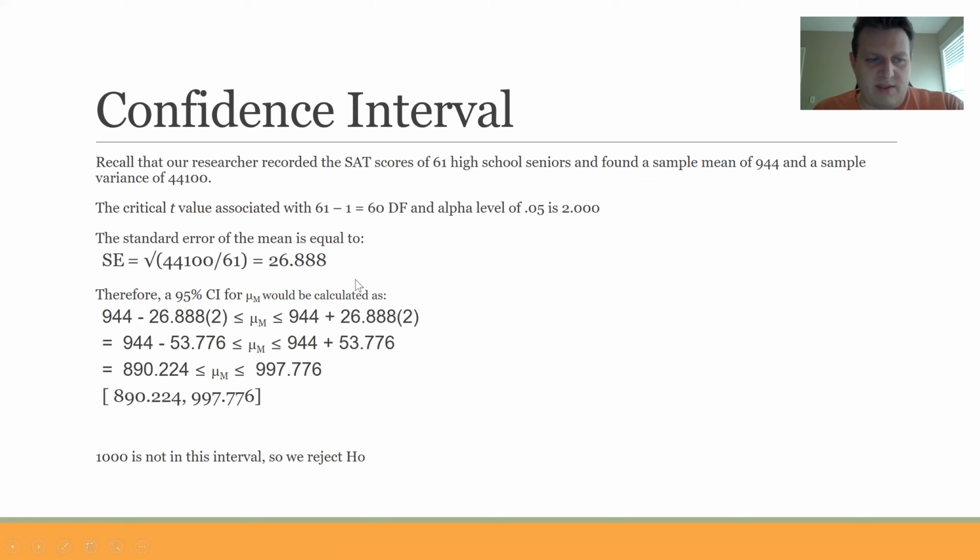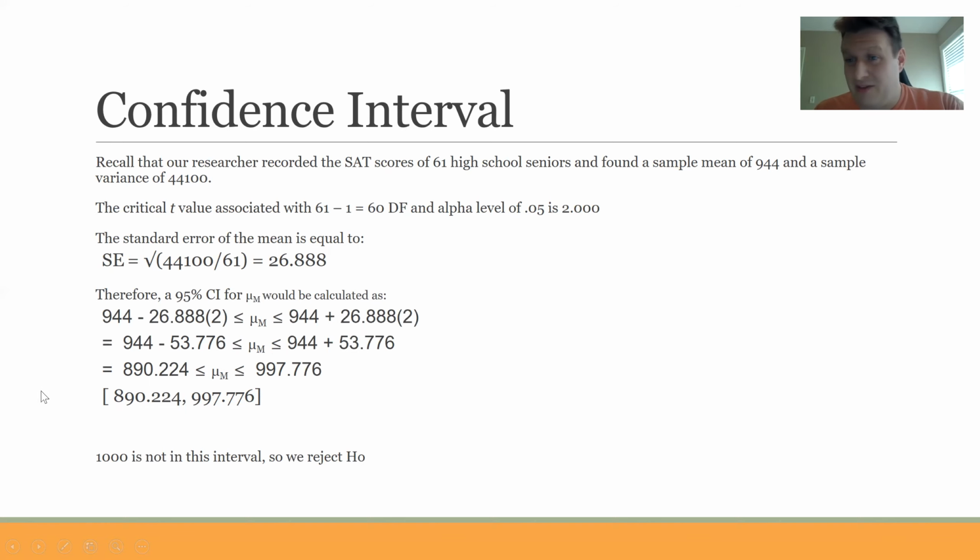So to calculate this, for the lower bound, we take 944, subtract the standard error multiplied by 2, which is that critical value for t. And for the upper bound, we're going to take 944 plus that same expression. And this is going to give us a confidence interval of 890.224 to 997.776. That would be our 95% confidence interval for this statistic.